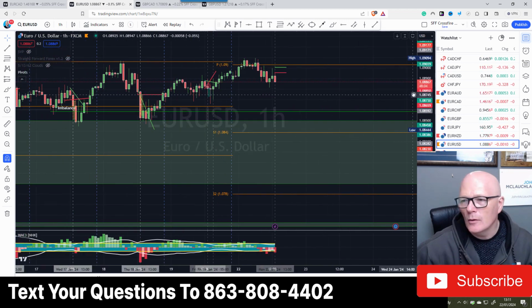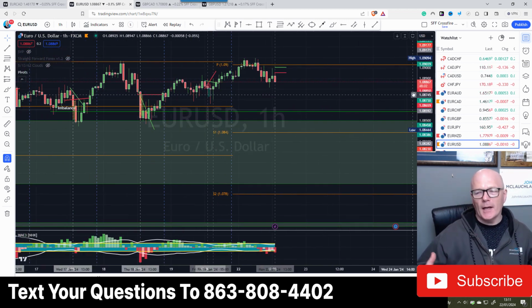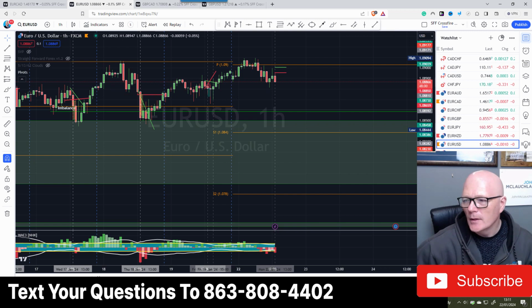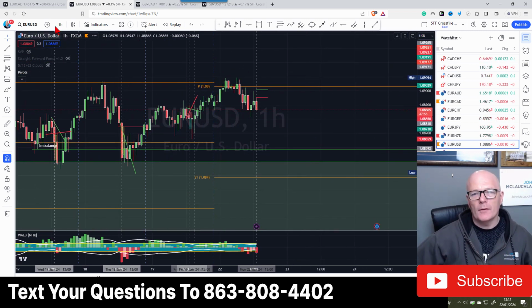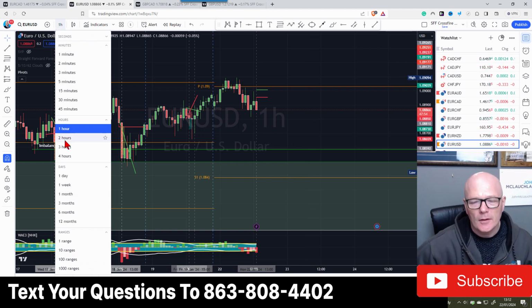But these are all different types of stacks, probability stacks as we call them, that will either keep you in a trade or get you out of a trade, or just not get you in a trade at all.